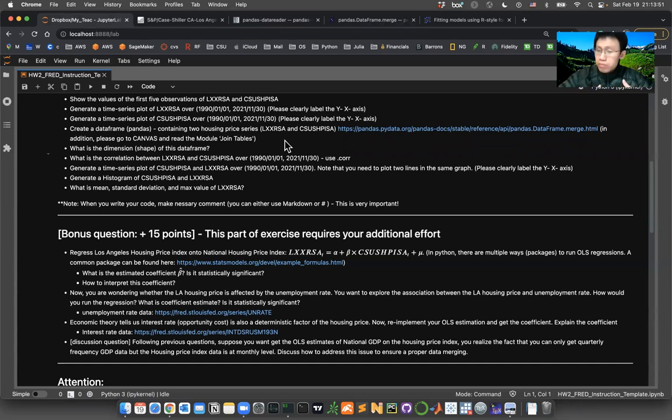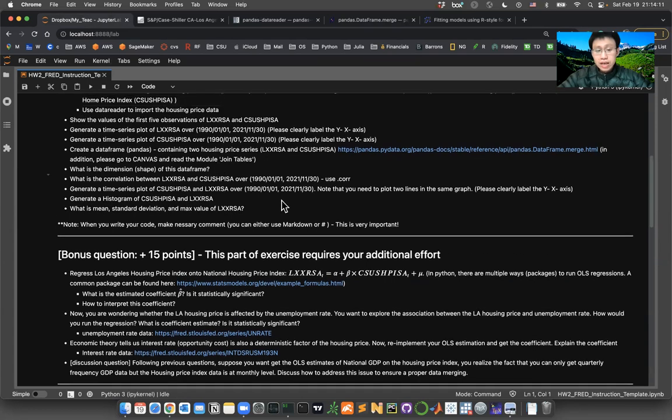Once you have a consolidated data table, you want to tell me the dimension of the data frame. Basically, what's the number of rows and how many columns you have. And what is the correlation coefficient between the LA housing price and the national housing price level, of course, over the time span given?